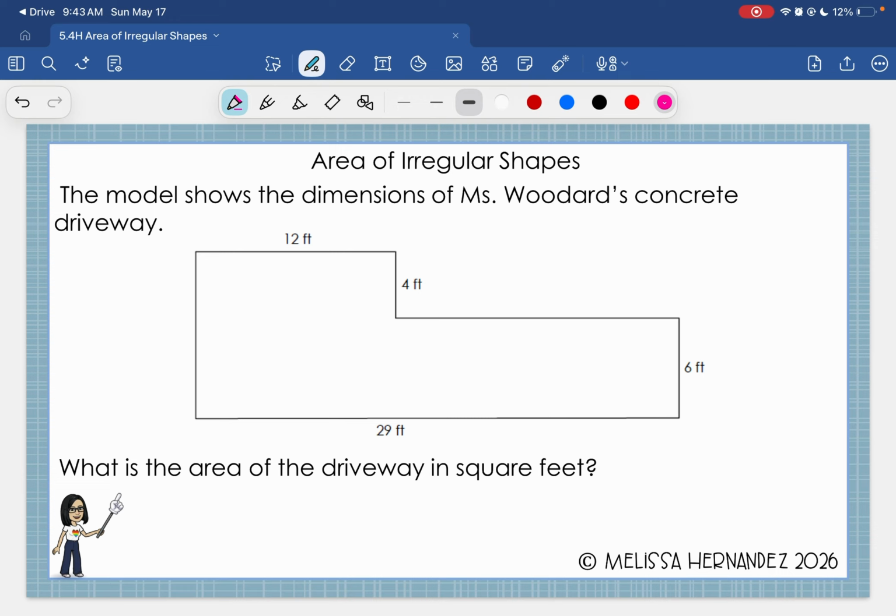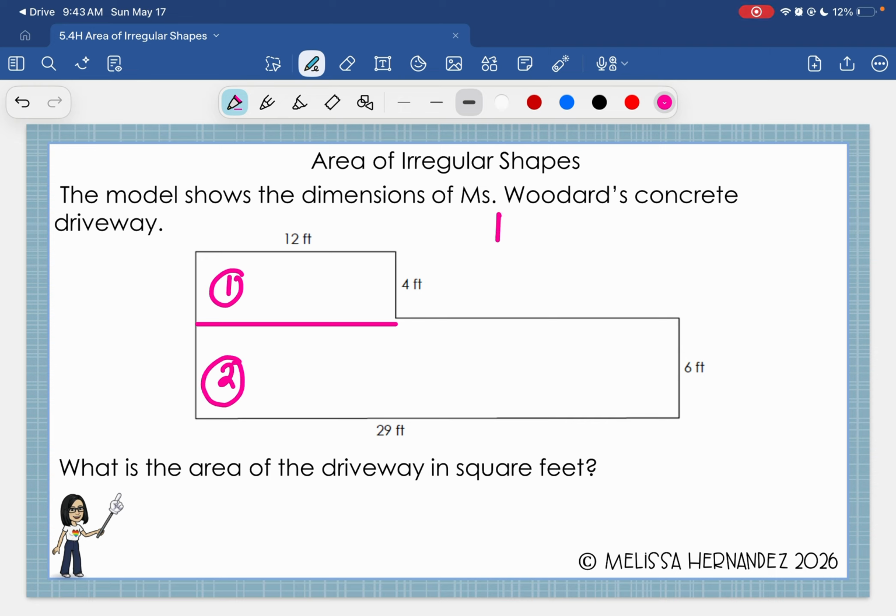So what we want to do is break this irregular shape into familiar rectangles. The easiest way, and it doesn't matter how you split it up, I'm going to split this up with rectangle 1, and this will be rectangle 2. So my base and height are 12 by 4.